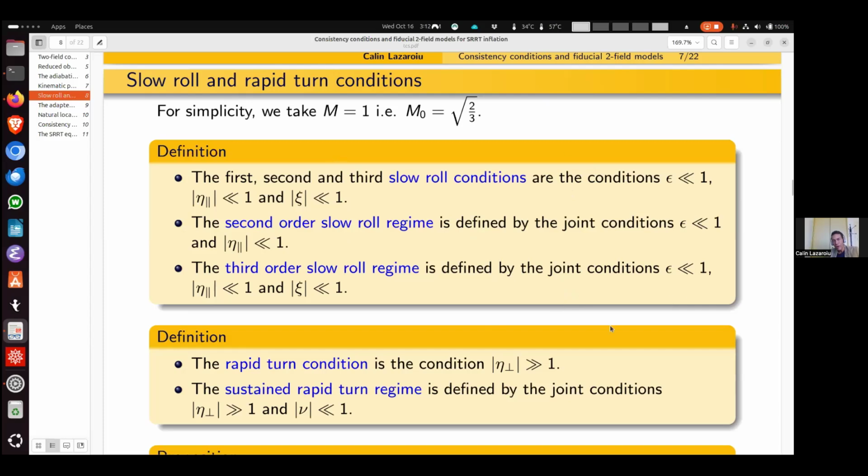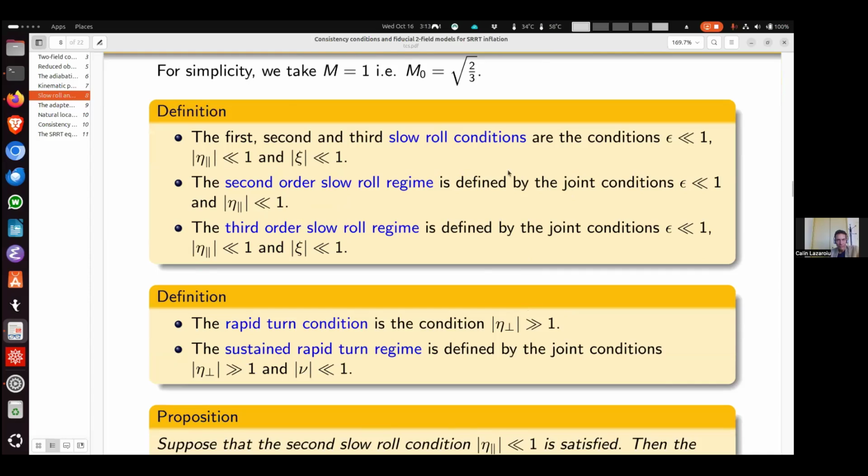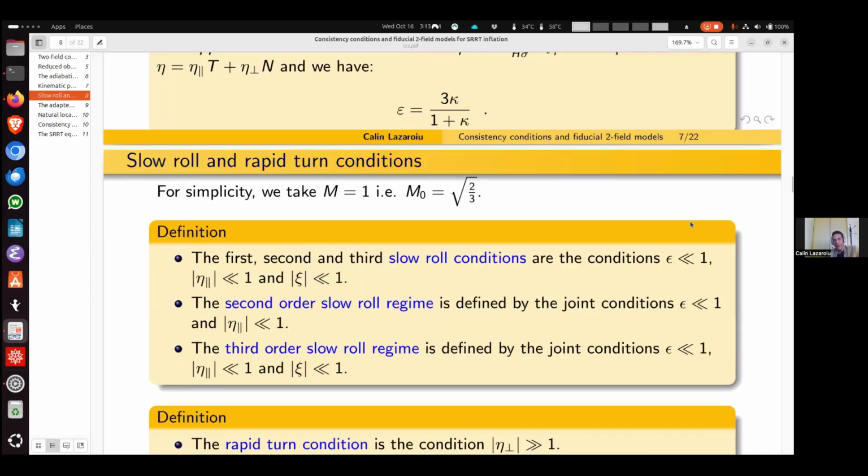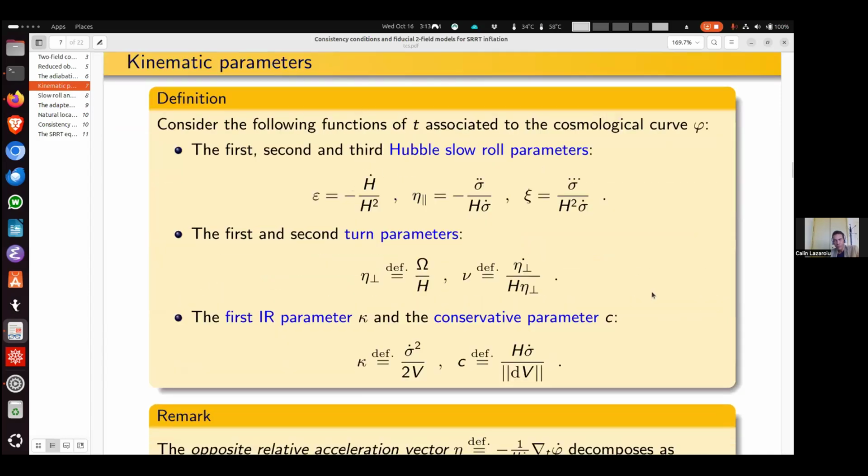So there's in fact a two-parameter group of similarities of the cosmological equation, which is discussed in my paper, and you are using one such similarity to fix it. So I will take m naught to be the square root of 2 over 3, which amounts to working in Planck units where the Planck mass is equal to 1. By definition, the first, second, and third slow roll conditions are the conditions epsilon much smaller than 1. Epsilon was the first slow roll parameter, the adiabatic slow roll parameter. Absolute value of eta parallel much smaller than 1, respectively absolute value of psi much smaller than 1. I don't have an absolute value in the first slow roll condition because epsilon, the first slow roll parameter, turns out to be always positive.